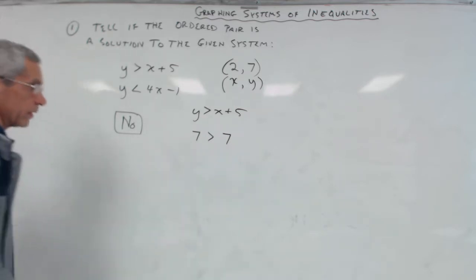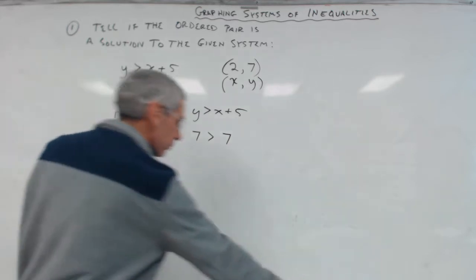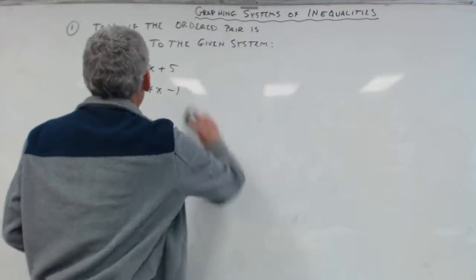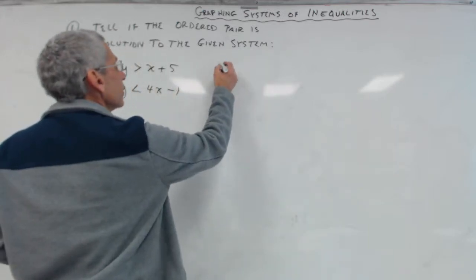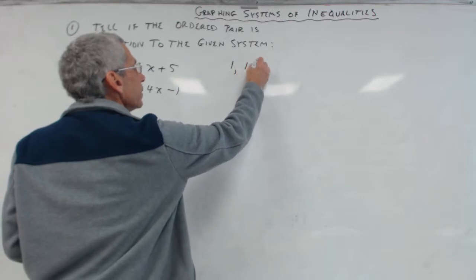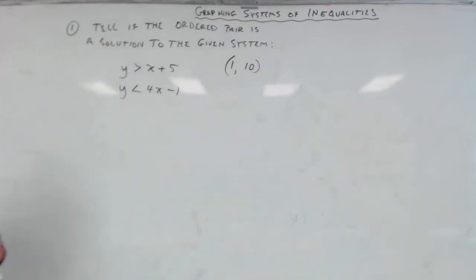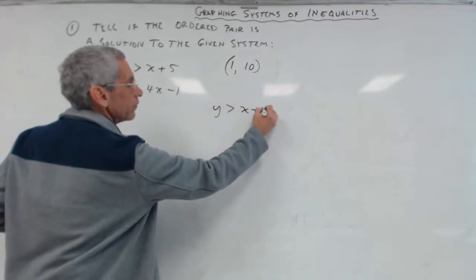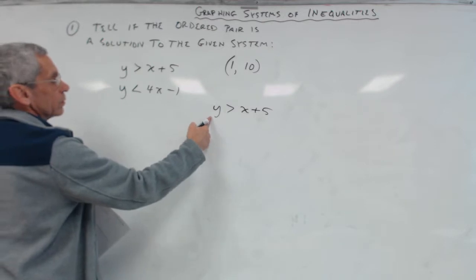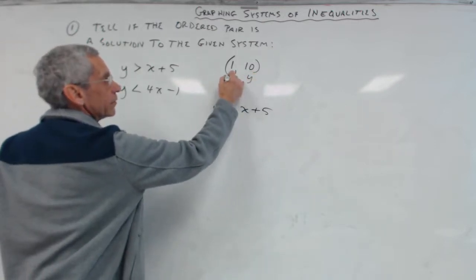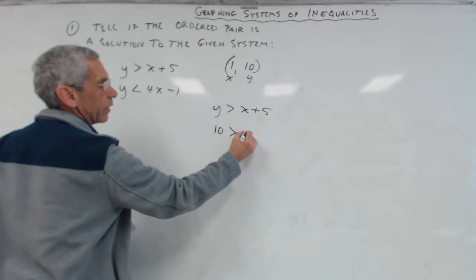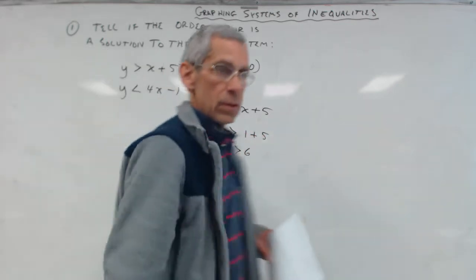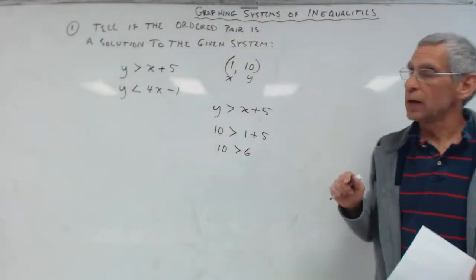Now, let me give you another point. Okay? Now we're going to do the same thing again. I'm going to give you a different point. All right? Let's say I said 1, 10. So let's try it. y is greater than x plus 5. y is 10, right? This is my y, this is my x. So 10 is greater than 1 plus 5. Yes. So 10 is greater than 6. Yes. So what is my answer to question number 1?